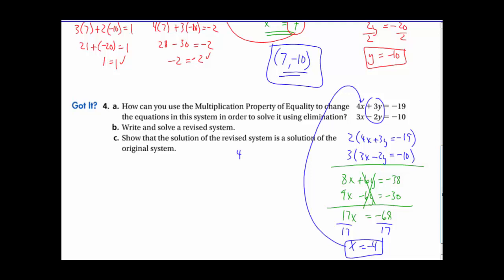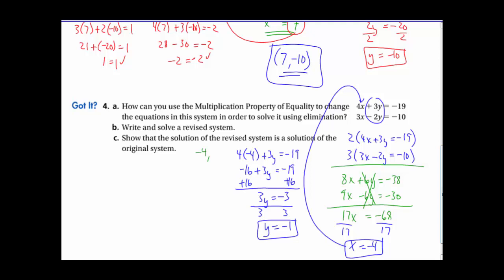Okay, so we're going to go 4, and we have times negative 4, plus 3y should be equal to negative 19. So we're going to have to add 16 over. We get 3y is equal to negative 3. If we divide by 3, we get y is equal to negative 1. Okay. So right now we have a point that is our solution of negative 4, negative 1. Okay. Let's do our checks.